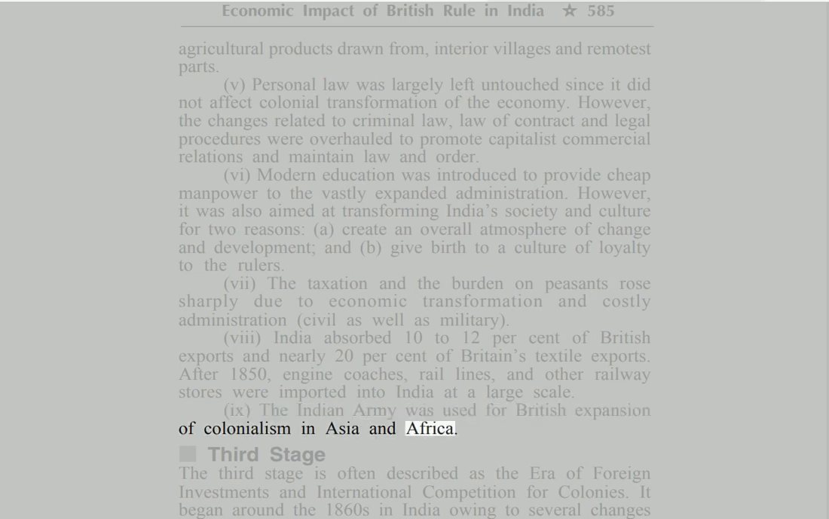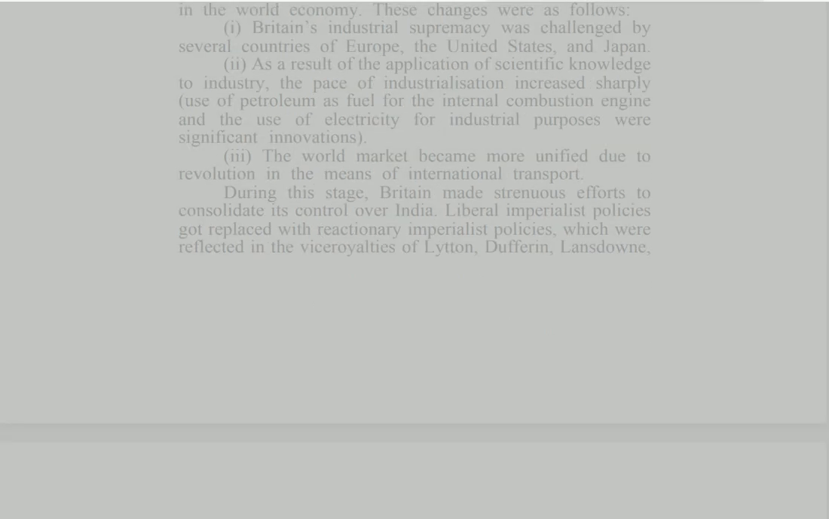Third stage. The third stage is often described as the era of foreign investments and international competition for colonies. It began around the 1860s in India owing to several changes in the world economy. These changes were as follows. 1. Britain's industrial supremacy was challenged by several countries of Europe, the United States, and Japan. 2. As a result of the application of scientific knowledge to industry, the pace of industrialization increased sharply. Use of petroleum as fuel for the internal combustion engine and the use of electricity for industrial purposes were significant innovations. 3. The world market became more unified due to revolution in the means of international transport.